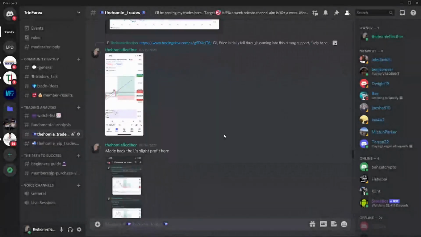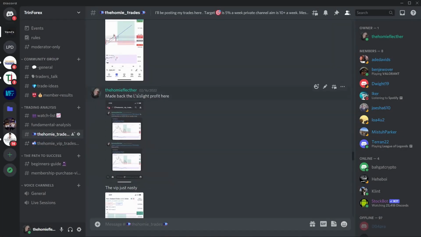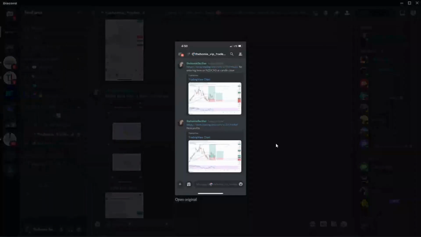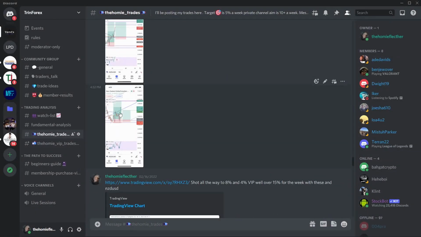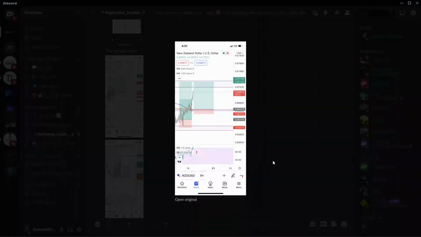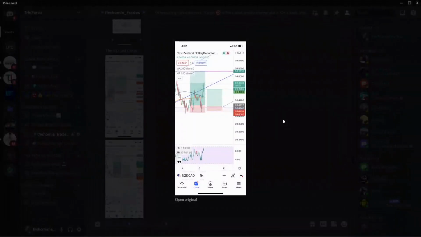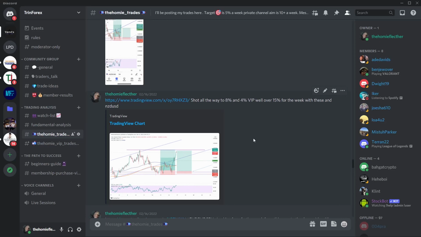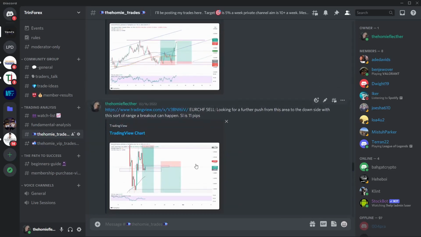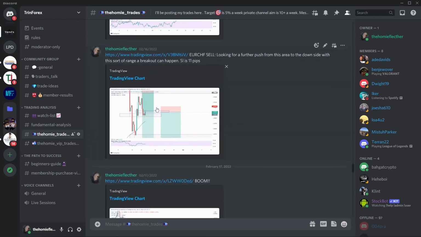right? The GJ did come into profit here, right? At that point you could have closed, made back the loss, slight profits here, right? And this is where I was sharing from my phone screen, because I was not at my desk at the point of time, right? And these were the NZD USD and NZD CAD playing out, which was from inside the VIP group, which was just eaten insanely, right? So this was VIP group trades overall, over 15% for the week thus far, right?